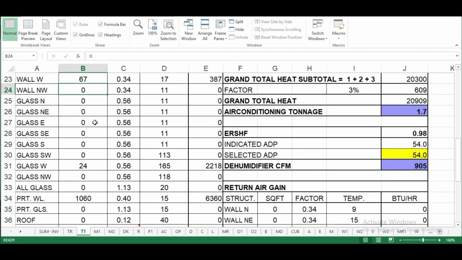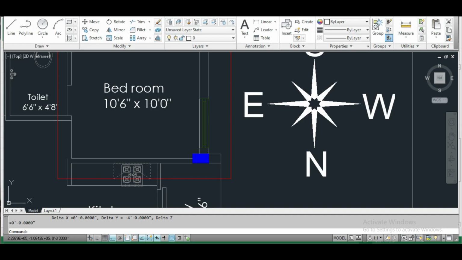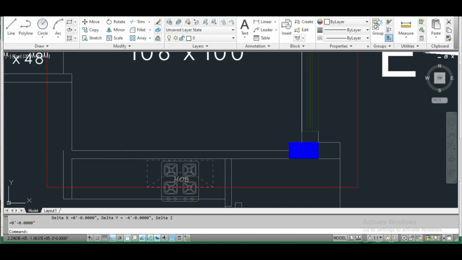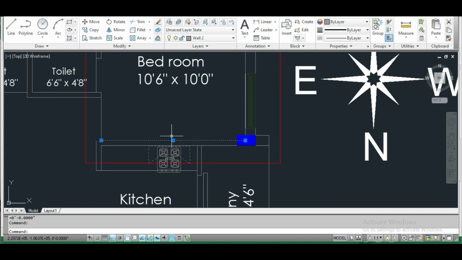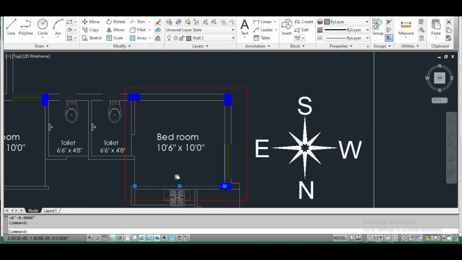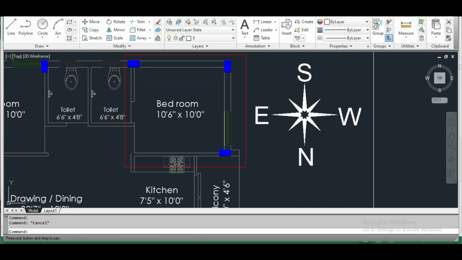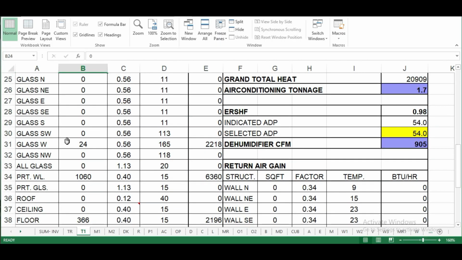Next again we will go for a separation that is not exposed to outside. As we see over here, this side wall is 10 feet 6 inch, so this also will be 10 feet 6 inch multiplied by 10 feet, that is 106 feet. So we will enter the 106 feet partition wall over here, that is 106 feet.